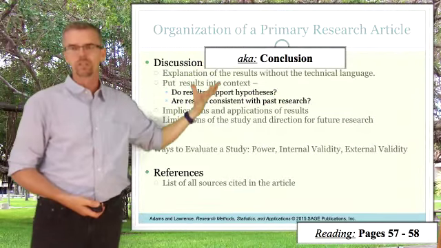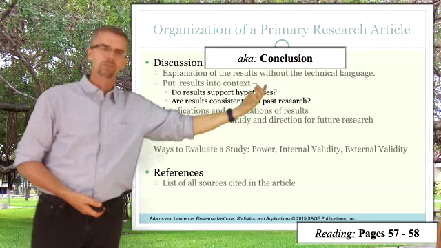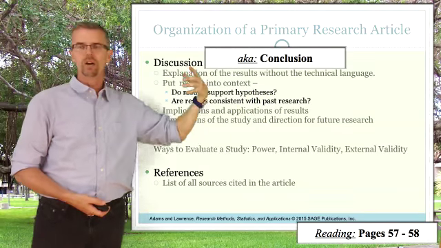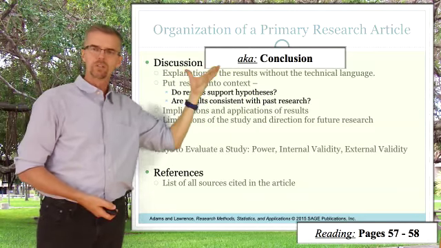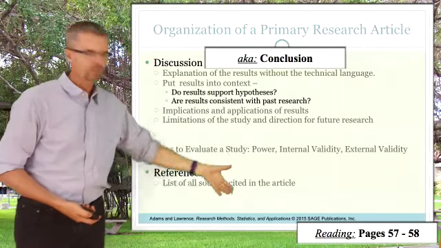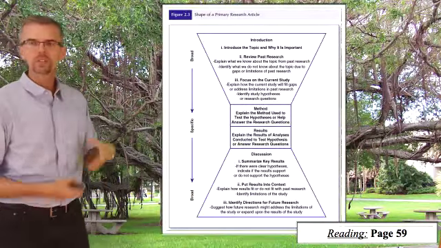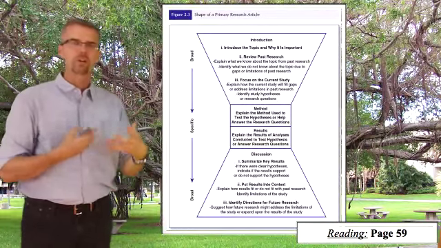So this is a psychology paper. We're doing a public administration paper. So ours ends with a conclusion, not a discussion. And then you end with your references. This is the shape of a primary research article.